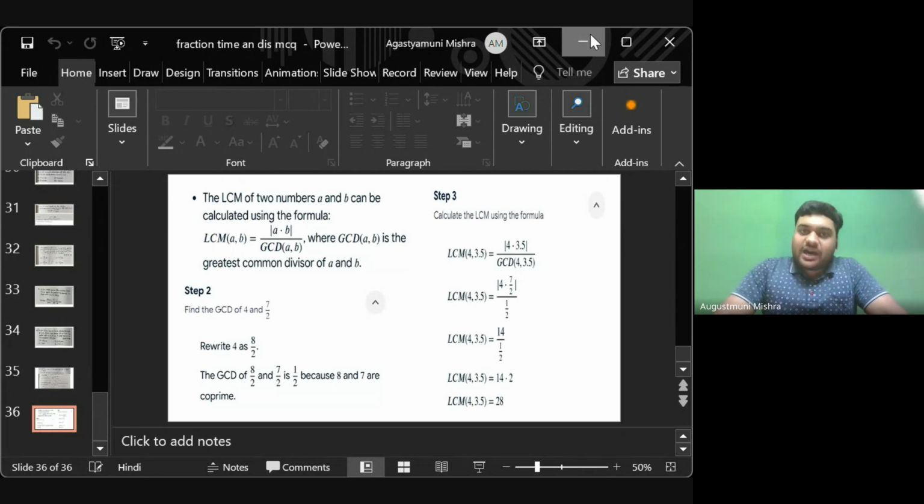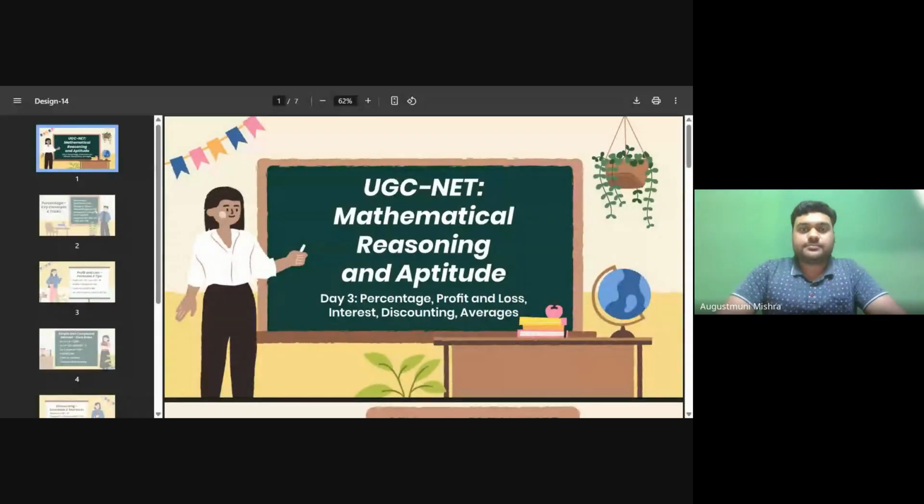Now I will move to another part of the mathematical reasoning and aptitude. I'm changing the slide. I hope that is clearly visible to everyone. Again, I will say that there is nothing theoretical in that. There are only formula-based things. So we are just going to discuss percentage, profit and loss, interest, discounting, and averages.